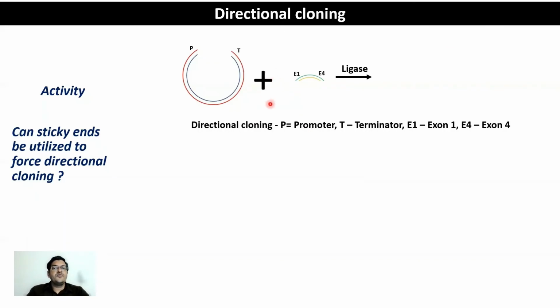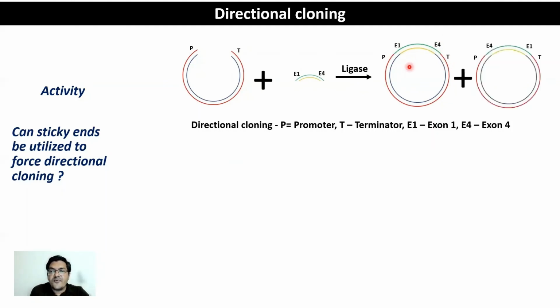So let's now talk of directional cloning. In this experiment, we're trying to express our protein of interest using this insert, which has exon 1 at the start and exon 4, the last exon, at the end. What we want to ensure is that exon 1 sits next to the promoter, and exon 4, the last exon, sits immediately upstream of the terminator sequence on the vector. So the insert should attach to the vector in this orientation. However, the insert can also flip over and get inserted in this direction, where E4 comes next to the promoter and E1 comes next to the terminator. This is an orientation that we do not want, because here our protein will not be expressed.